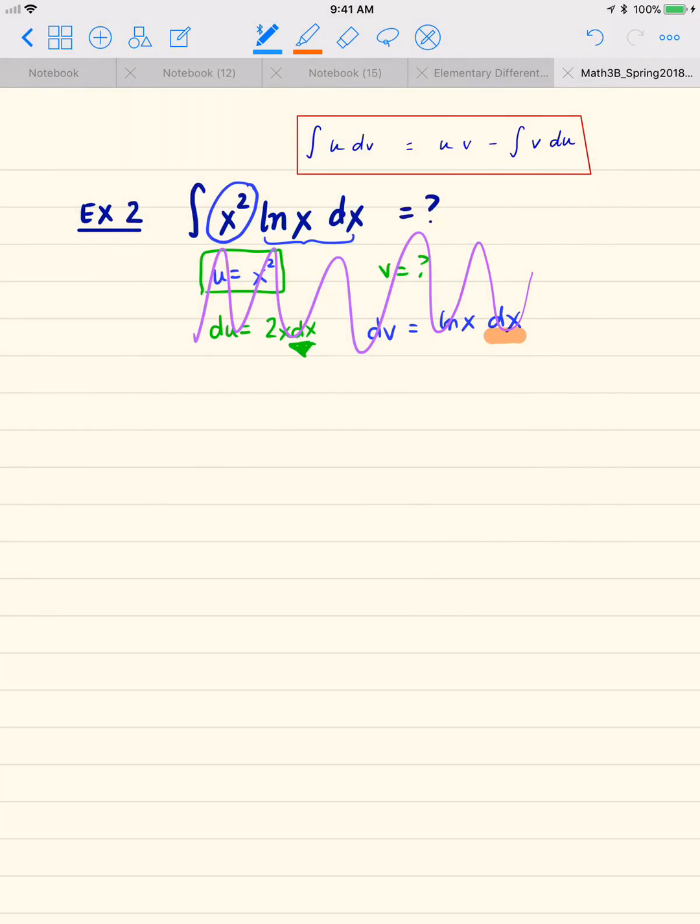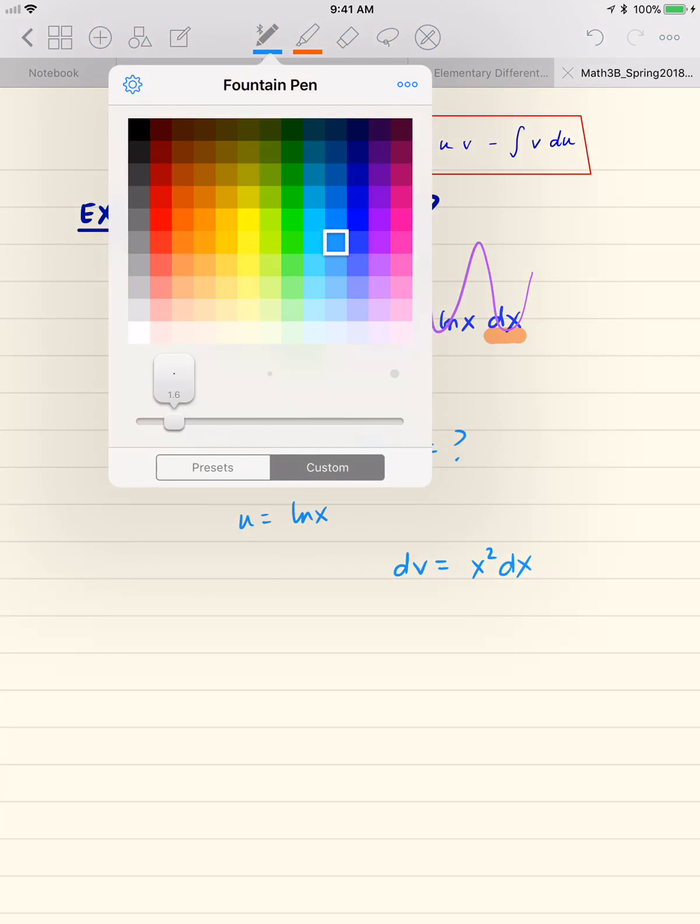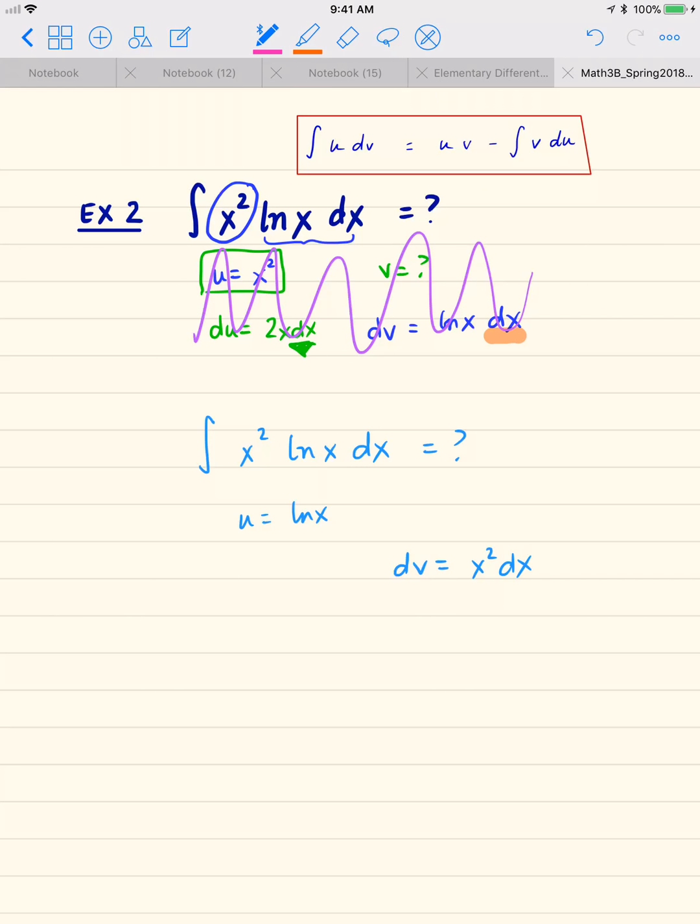Let me see. Maybe this time, let me start with the new. I've got this integral of x squared ln x dx. So perhaps I should try u equal to ln x and dv x squared dx. Okay, so see how I'm coupling this x squared dx. All of this is my dv, and this is my u.